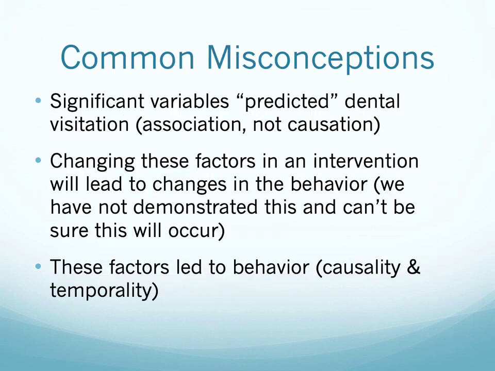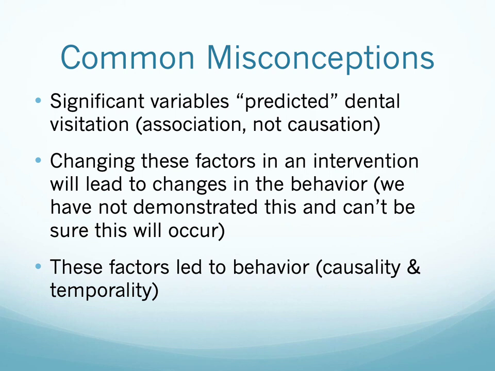Unfortunately, there are several common misconceptions with this approach. One is that statistically significant variables actually predicted dental visitation. While we can say in a statistical sense that something like injunctive norms predicted visitation, in a real sense, it was associated with it, not necessarily causally related. So while we can say there's an association between those variables, we cannot say that one variable caused the other.